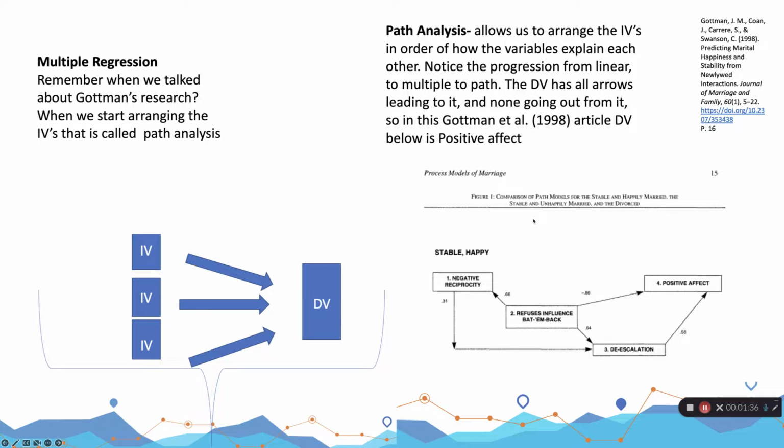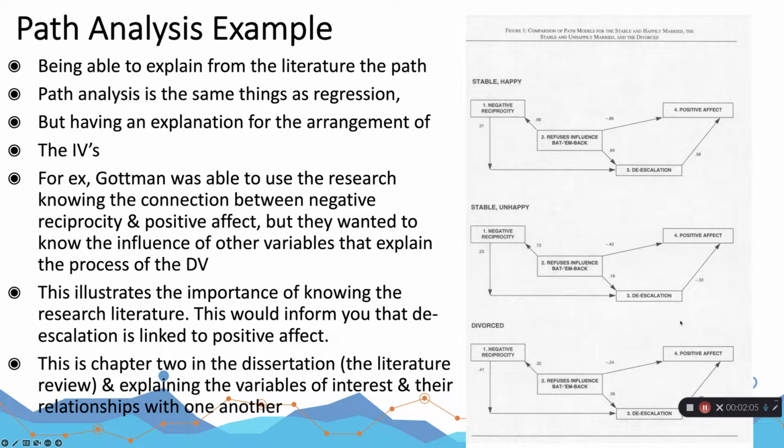So this is a screenshot from an article by Dr. John Gottman, James Coan, and colleagues in 1998, predicting marital happiness and stability from newlywed interactions. It was published in the Journal of Marriage and Family. And this is a screenshot of their path analysis. And you can see that this is the path for stable, happy couples. Negative reciprocity, refusing influence, bad and back, and de-escalation are all predictors of positive affect here.